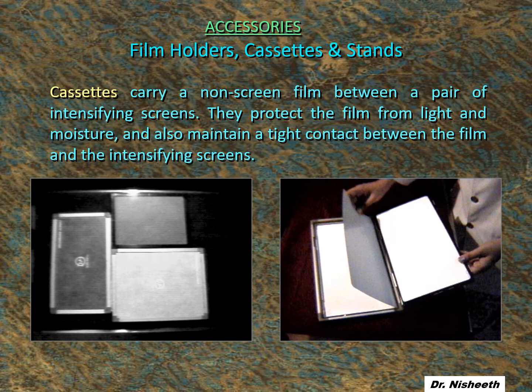Okay. So what are cassettes? Cassettes carry a non-screen film, or indirect exposure film, between a pair of intensifying screens. They should be called screen films; this is a misprint here. They protect the film from light and moisture and also maintain a tight contact between the film and the intensifying screen. This is the cassette. Write it down, please.